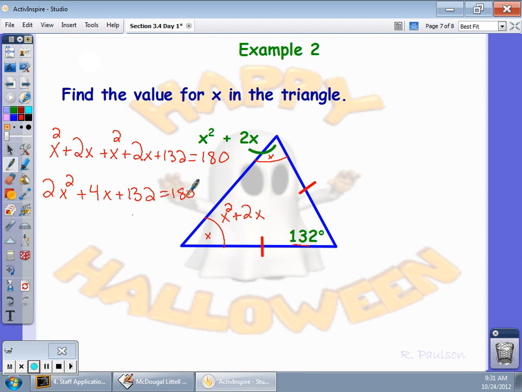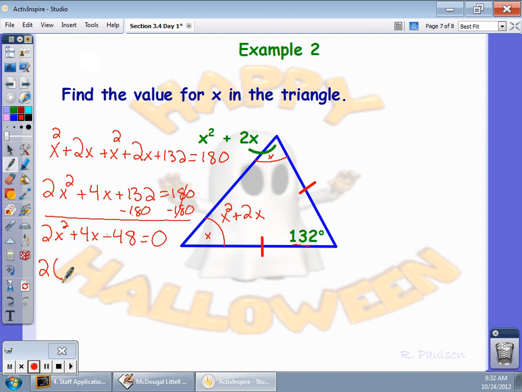The next thing I know is that I'm going to have to factor because I have a quadratic. So in order to factor, remember the right-hand side of the equation must equal 0. So I'm going to move the 180 degrees over, which leaves me with 2x squared plus 4x minus 48 is equal to 0, since 132 minus 180 is a negative 48. Now remember, before you factor a quadratic, you want to make sure that you factor out any greatest common factors. So if you look at 2x squared, 4x, and negative 48, you can see that the greatest common factor is 2.